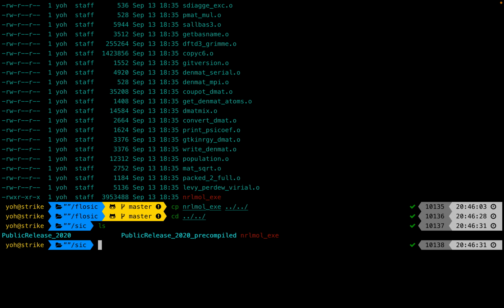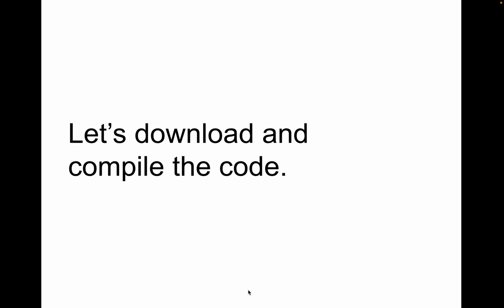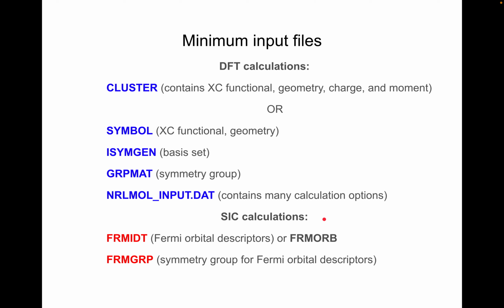So that's how you download and compile the code. Going back to the presentation. The minimum input file needed for the FLOSIC code is as follows.